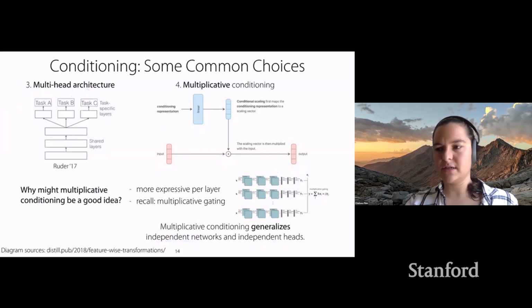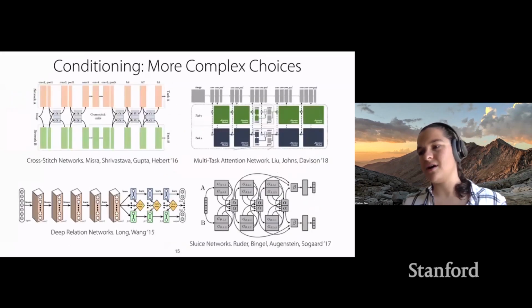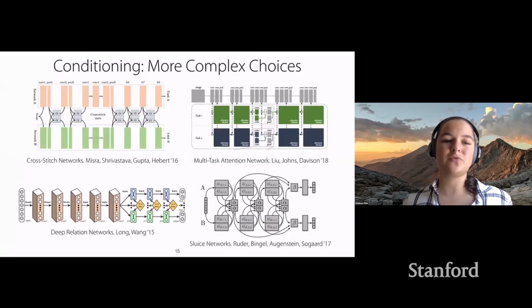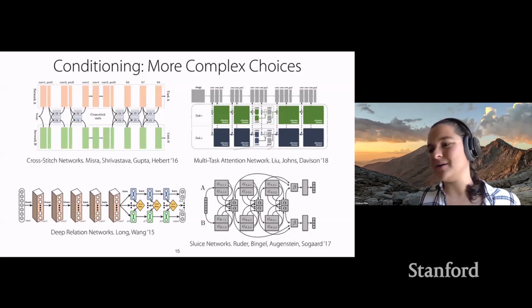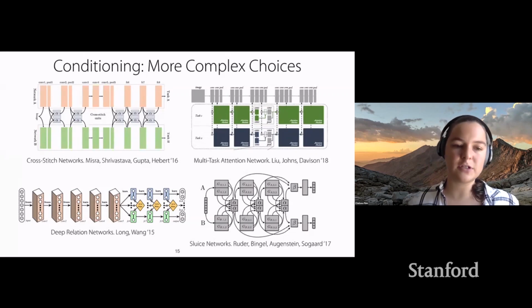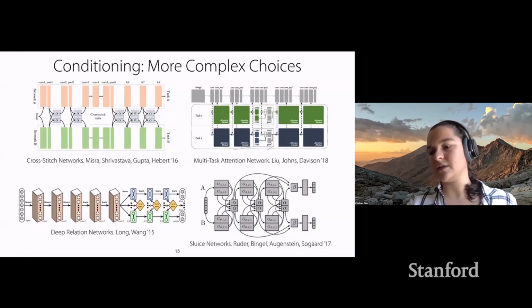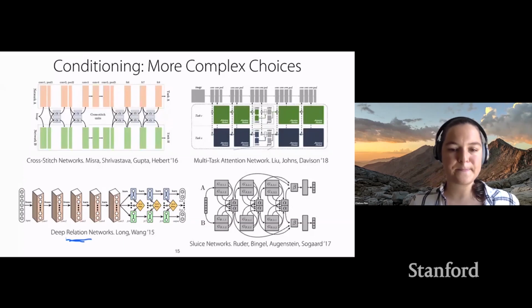That segues nicely into the next slide, which is that there actually are a number of other more complex choices that you can think about with regard to conditioning or network architectures as well. Here's just a few of them. There are a wide range of other approaches that the literature has produced as well, often trying to target a specific domain like computer vision, or settings where you would expect to be looking at relationships between objects or tasks or something like that.